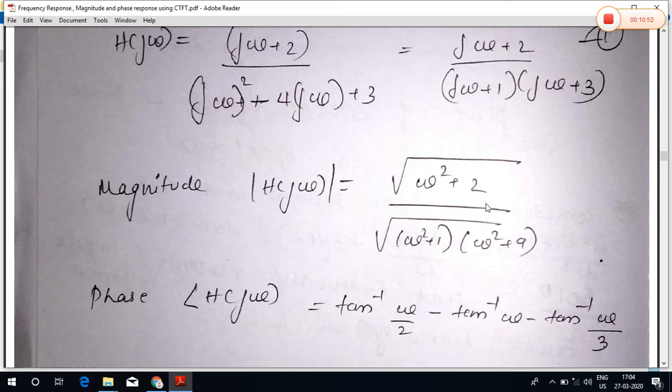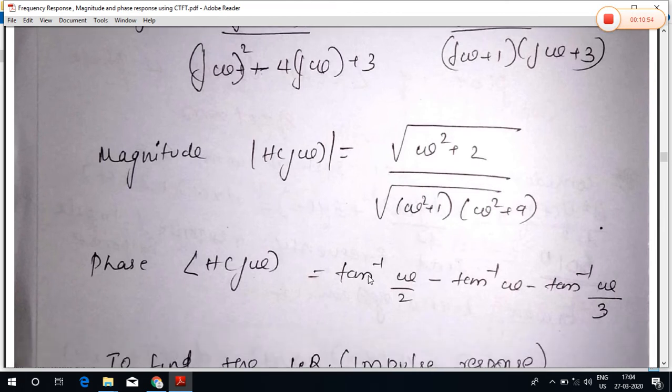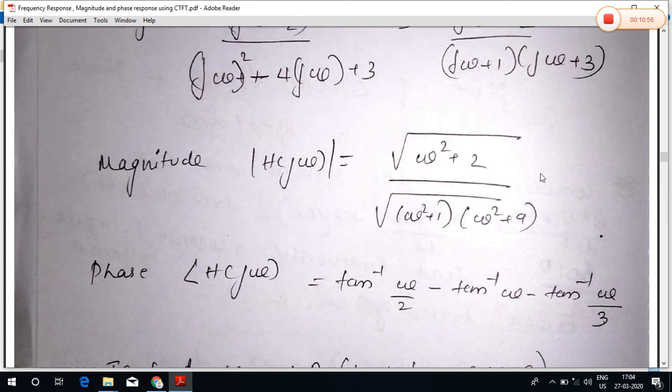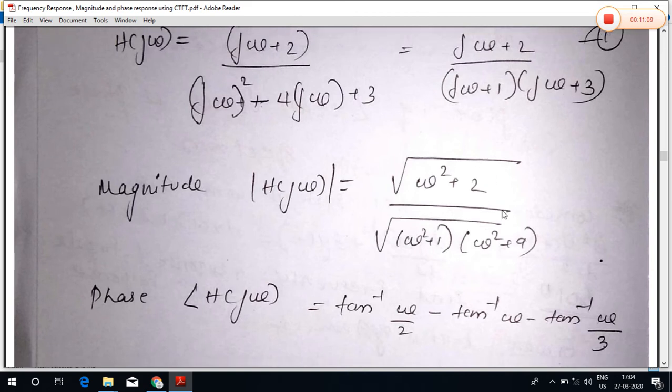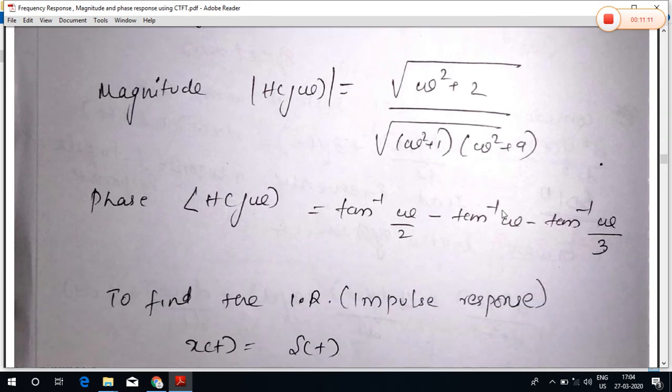And the phase is nothing but angle H(ω) is equal to tan inverse of ω by 2. Omega means it is the b part here. Omega by 2 minus tan inverse of ω by 1, that is ω, minus tan inverse of ω by 3. That is your phase part. So that is about the magnitude and the phase.